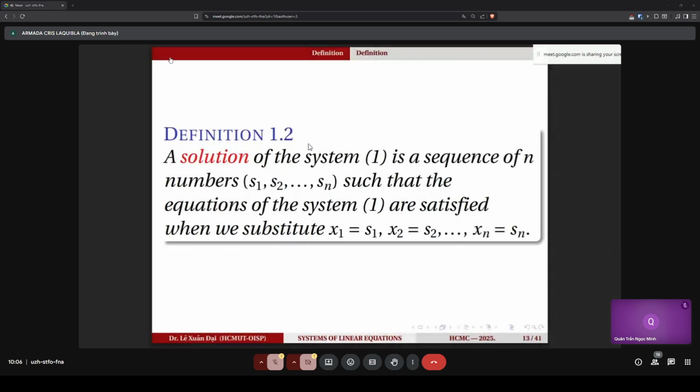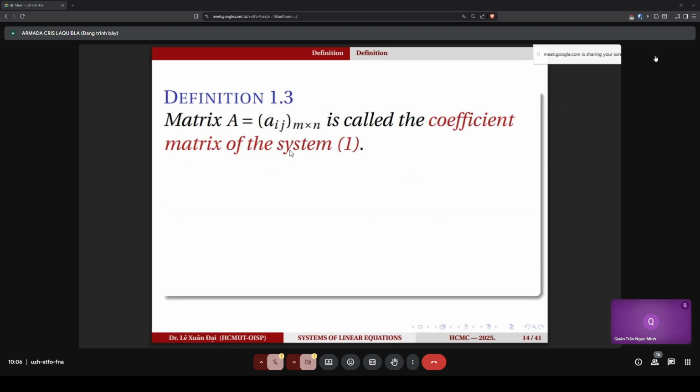Next, definition 1.2. A solution of the system 1 is a sequence of n numbers s1 to sn such that the equations in the system 1 are satisfied, meaning we can substitute the values there in your x1 up to xn. Okay, next, definition 1.3.